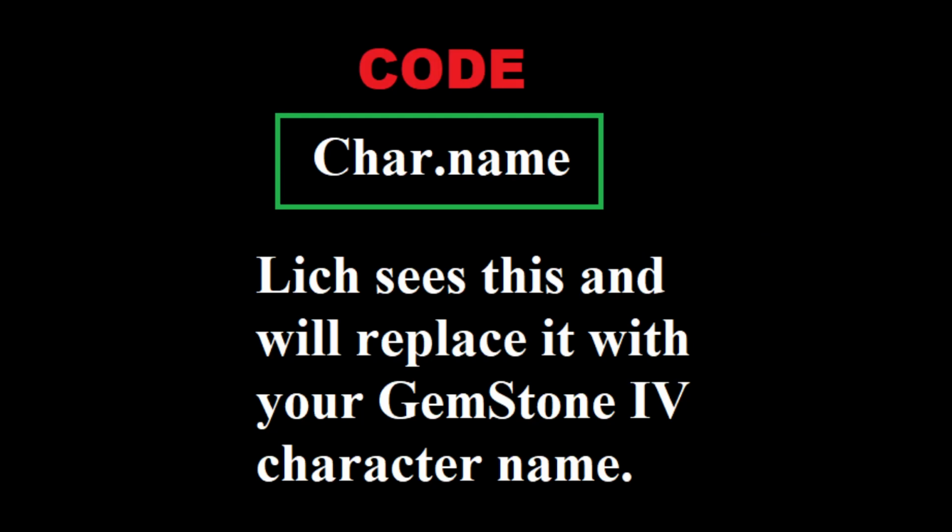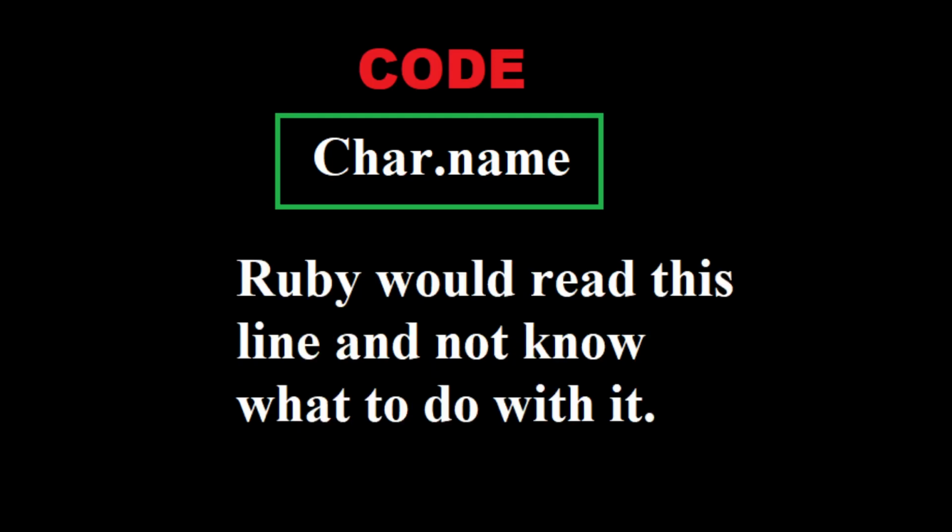A GemStone Lich command or variable example would be Char.name. That tells Lich Ruby to replace that line of code with your GemStone IV player name using a built-in feature called Infomon. If I were to type Char.name in a standard Ruby set of programming code, it would not have the same effect since the default Ruby doesn't know that we're trying to interface with a GemStone IV character name. That's where Lich steps in and connects the dots together.